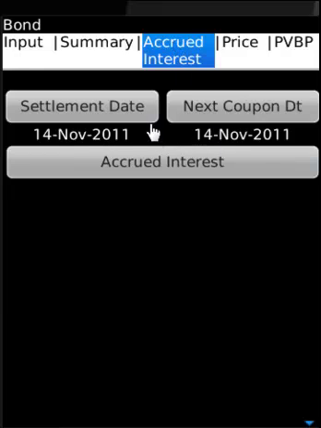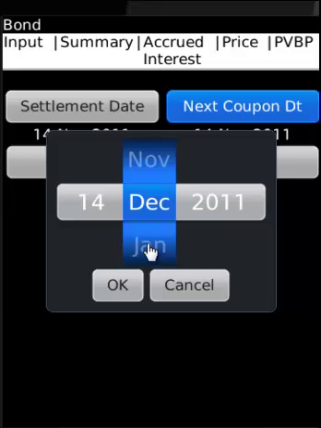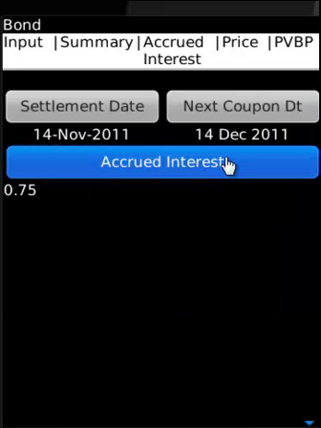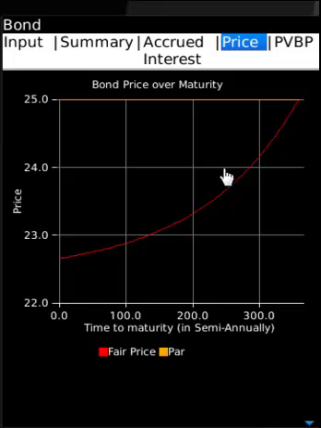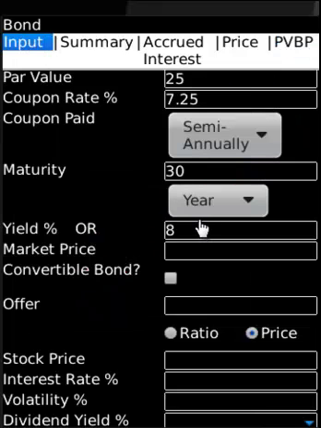So this is the accrued interest. Next coupon date is November, and the accrued interest is that. Price, how the bond price looks over the term, and the price value of a basis point. Now take a look at the convertible bond.